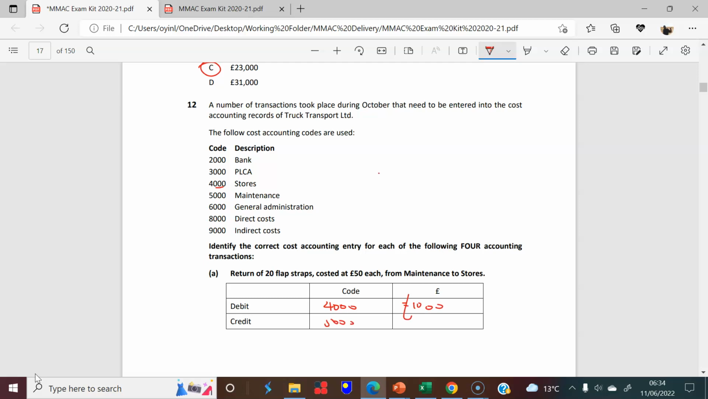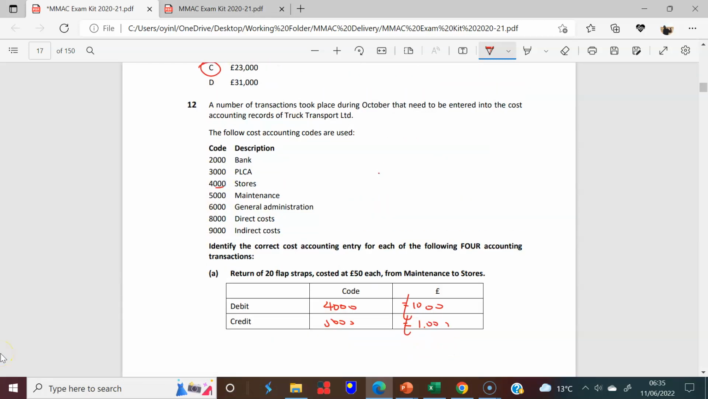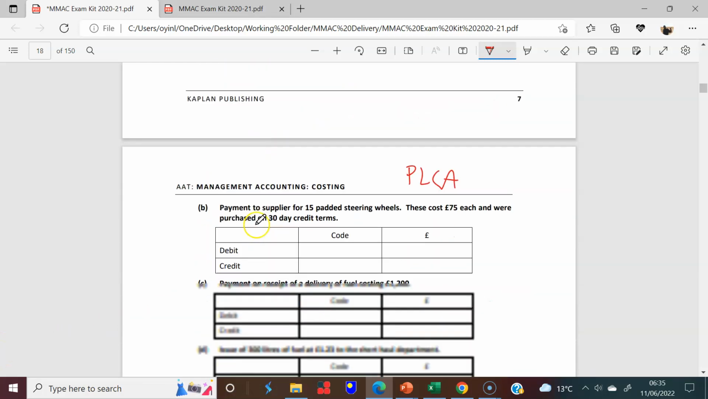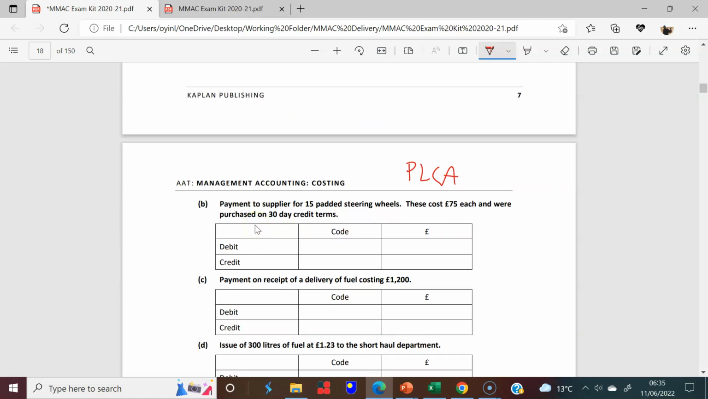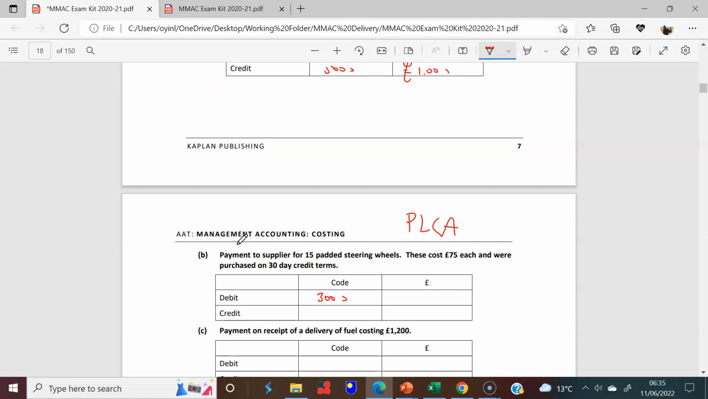And who's letting them go? That code is 5,000, and that's also for £1,000. And now what we intend on doing is paying our suppliers. So our suppliers, we have a supplier which is technically a purchase ledger control account. We are paying them. So if you look there, you can see the code for the purchase ledger control account. That's 3,000, right? So we will pay that supplier and thus debit that account. So that's 3,000 by the 75 times 15, which is 1125.